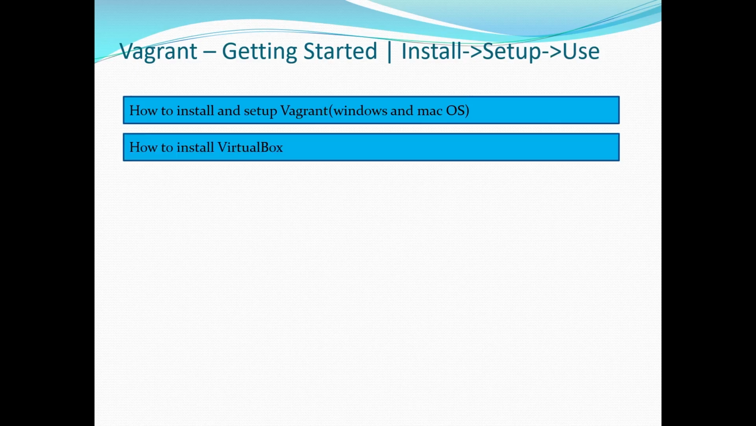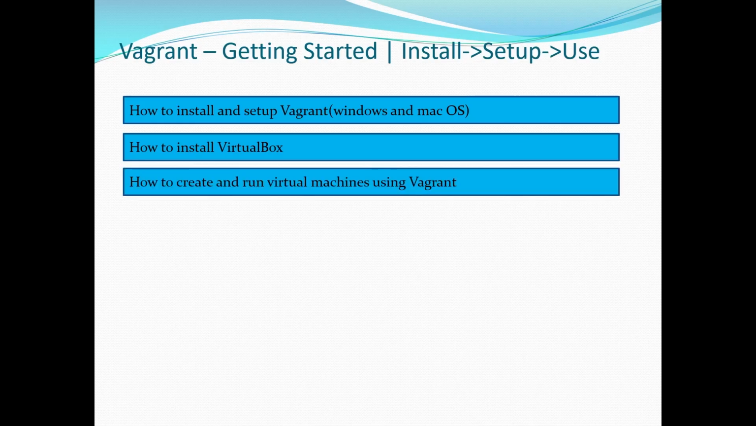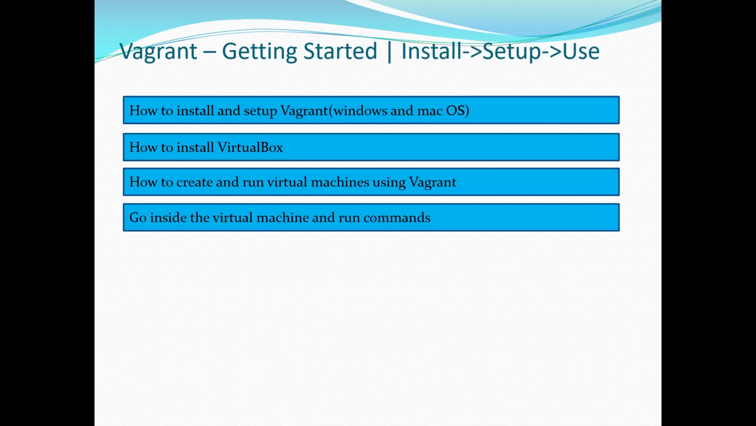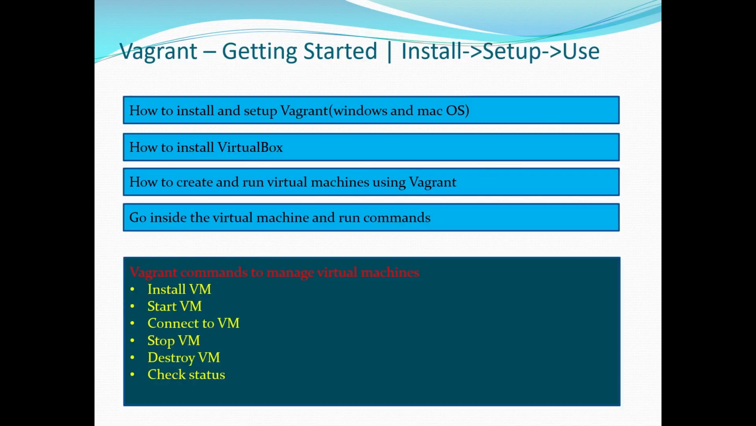We'll see how to install VirtualBox, but I have already shown you the video link. Go there and learn how to install VirtualBox. That I will not do here. And we'll see how to create and run virtual machines using Vagrant. And we'll go inside the virtual machine and run commands. After that, these are the commands: install VM, start VM, connect to VM, stop VM, destroy VM, check status. All these commands we can easily do.